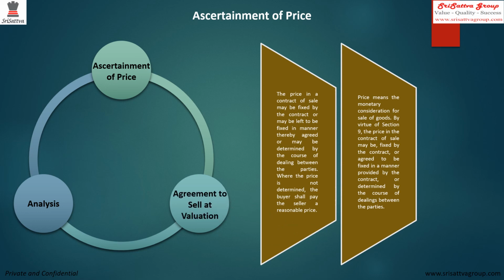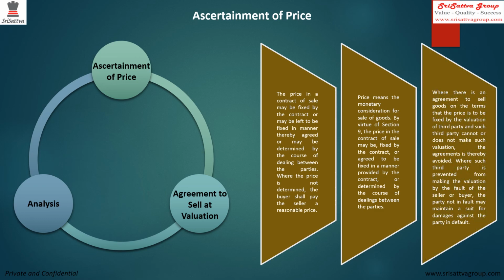Agreement to sell at valuation. Where there is an agreement to sell goods on the terms that the price is to be fixed by the valuation of a third party and such third party cannot or does not make such valuation, the agreement is thereby avoided. Where such third party is prevented from making the valuation by the fault of the seller or buyer, the party not in fault may maintain a suit for damages against the party in default.